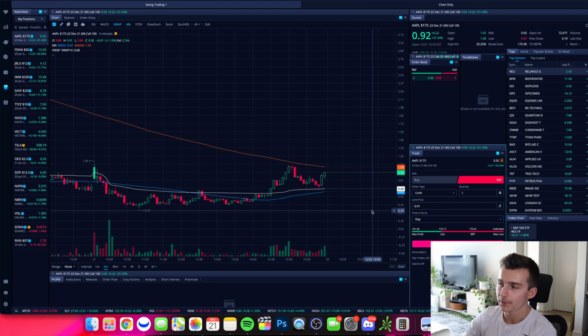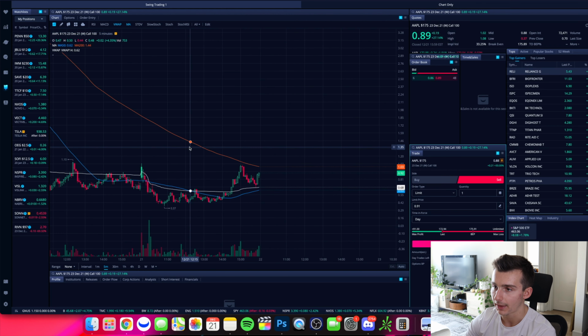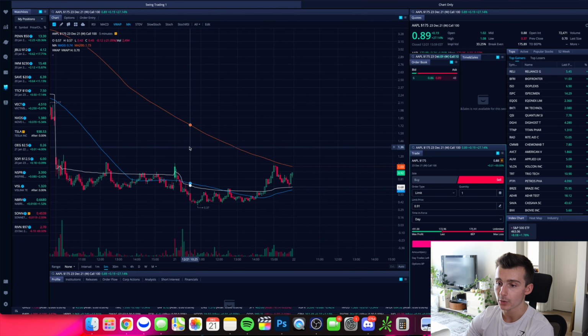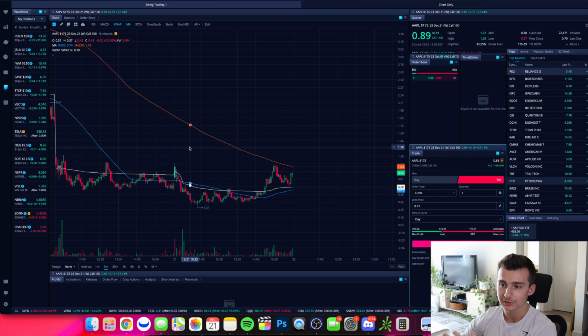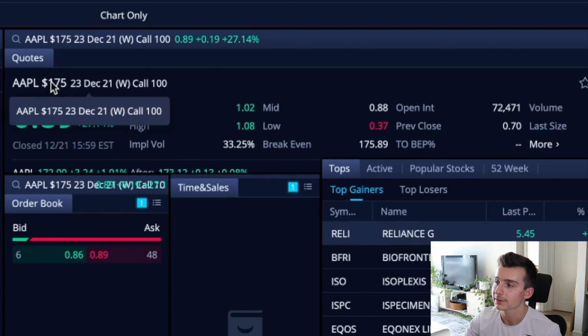What we're looking at right now on the screen is the option of interest, okay? So this is showing us the Apple 175 December 23rd, 2021 calls, okay? That's this chart. That's what everything's pulling up. It's not showing us just Apple. It's not showing us something random. It is literally showing us exactly what it says up here on the top on the quote.